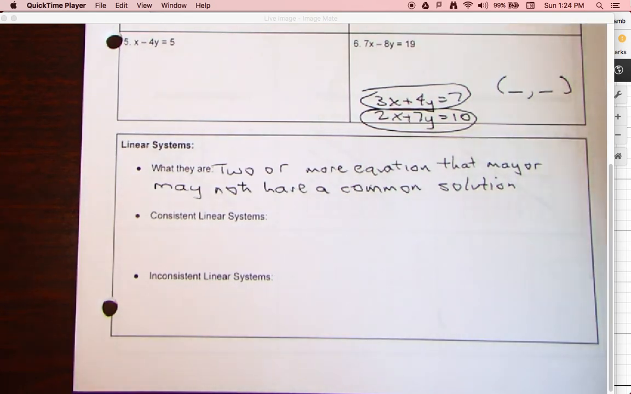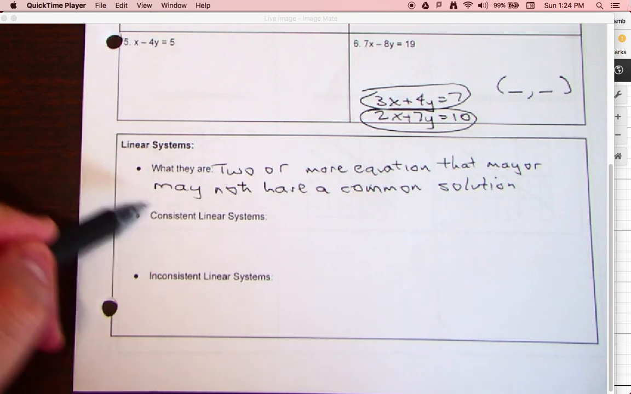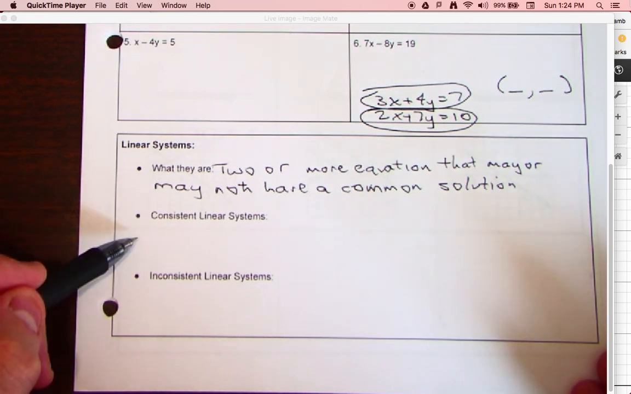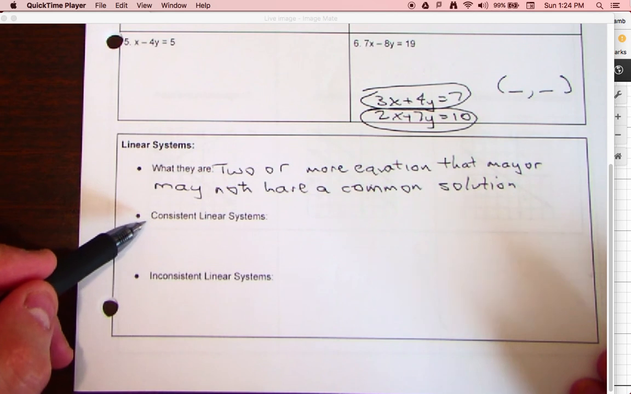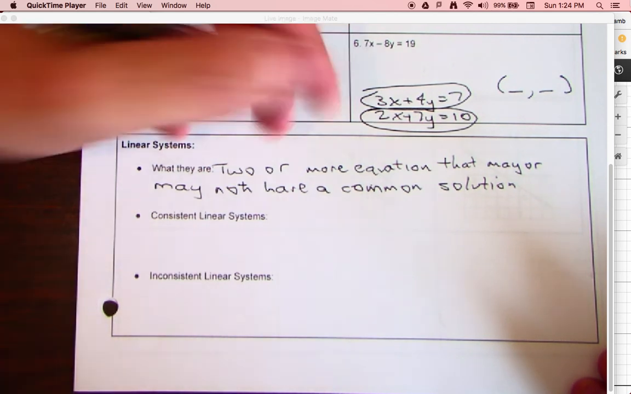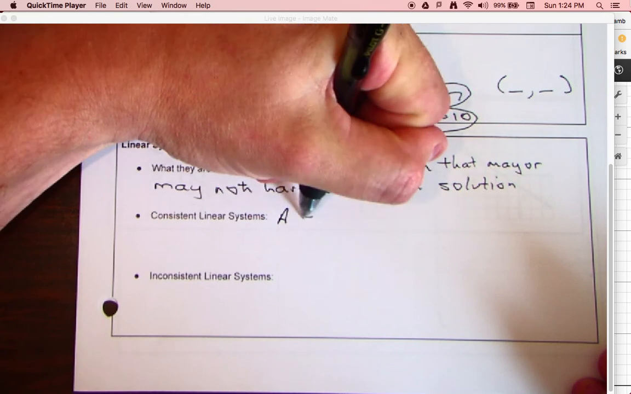Last year you looked at 3 different ways to solve them. You graphed them and figured out where they crossed, and that was the common solution. You did it by substitution, and then you also did it by elimination. For this class, we're going to focus primarily on elimination for right now. So we have linear systems, your basic definition. We have some subcategories of linear systems. The first one is what we call a consistent linear system, and that's a system that has at least one solution.